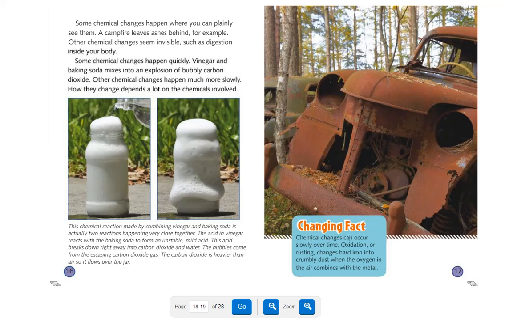Changing fact. Chemical changes can occur slowly over time. Oxidation, or rusting, changes hard iron into crumbly dust when the oxygen in the air combines with the metal.